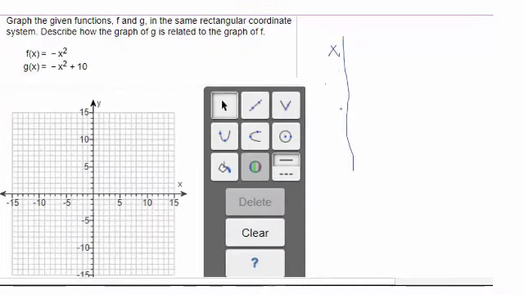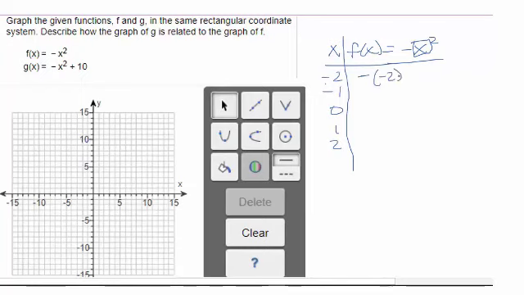We have the x, and then we have the f of x, or y, which is equal to negative x squared, the opposite of x squared. So if I plug in negative 2, negative 1, 0, 1, and 2, let's see what I get. Remember, this is like a box that we're plugging that number into. So we have negative and then negative 2 squared. So that's going to be the opposite of 4, so negative 4.